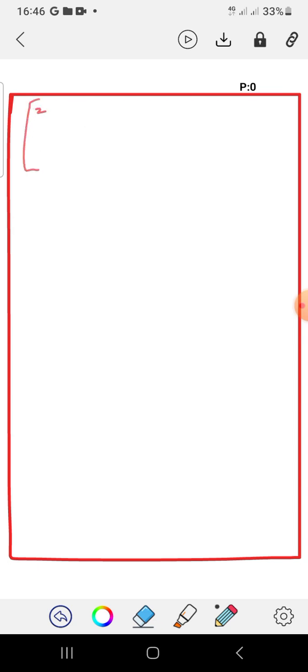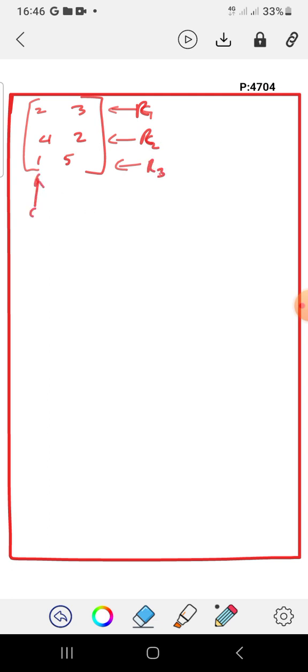Let's say this is 2, 3, 4, 2, 1, 5. This is a matrix. So what kind of matrix is this? You name a matrix by the number of rows and columns it has. Like this one has row 1, row 2, and row 3. Meanwhile, it has column 1 and column 2. So it has 3 rows and 2 columns.